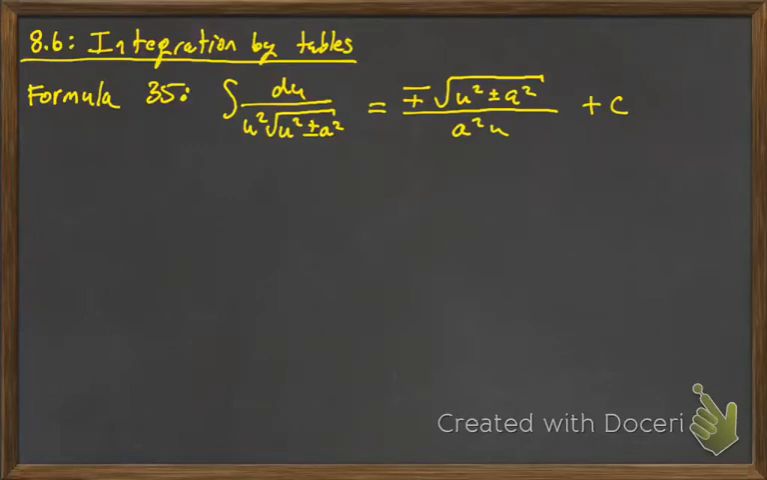Alright, this is going to be a short video on a couple examples of integration by tables. So we're going to actually derive one of the formulas. This is listed as formula 35, which says that the integral of du over u squared, square root of u squared plus or minus a squared is equal to minus plus square root of u squared plus or minus a squared divided by a squared u plus constant of integration.